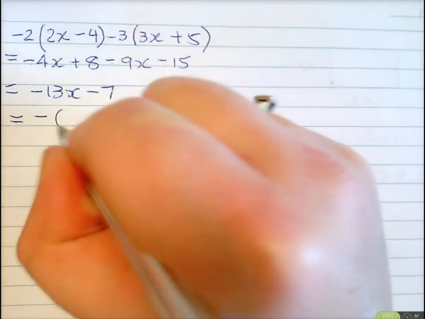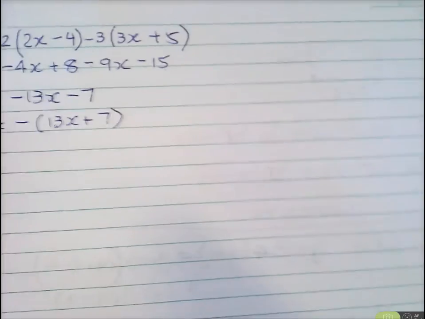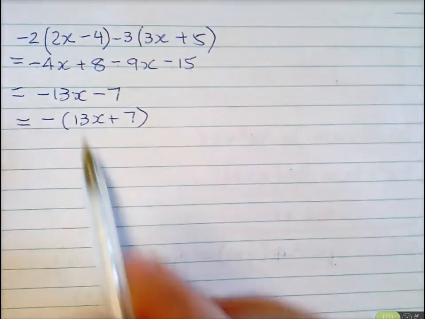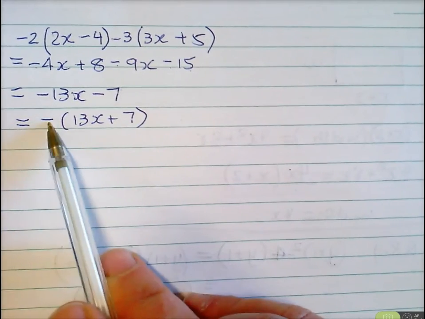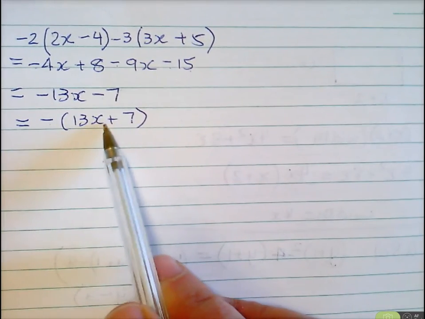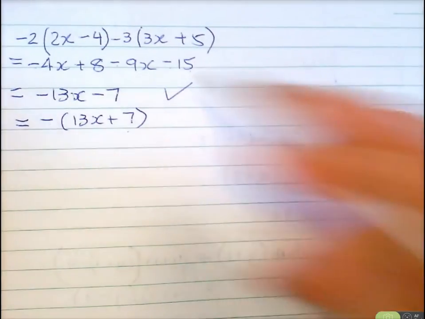The answer could also look like this: minus 13x minus 7. Because there's a negative in common, that actually is identical to putting the negative out the front, bracket 13x plus 7. But you don't really need to do that. So that's okay to stop there.